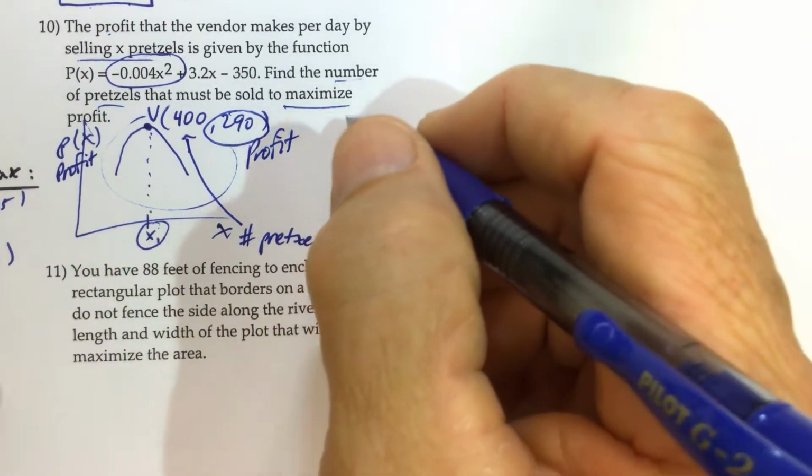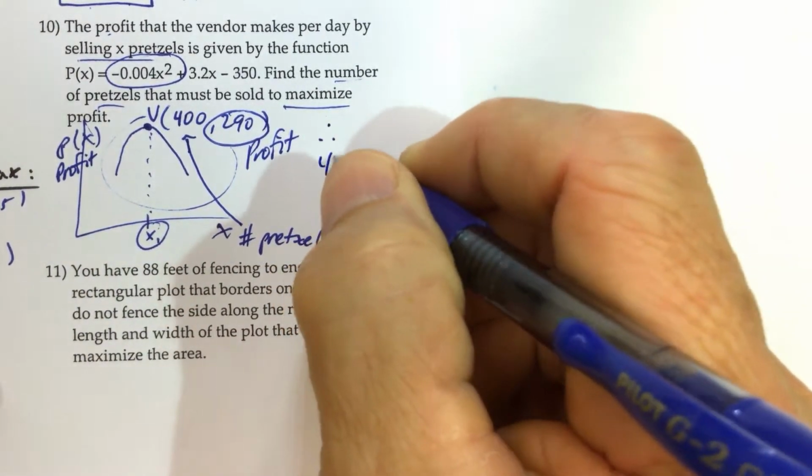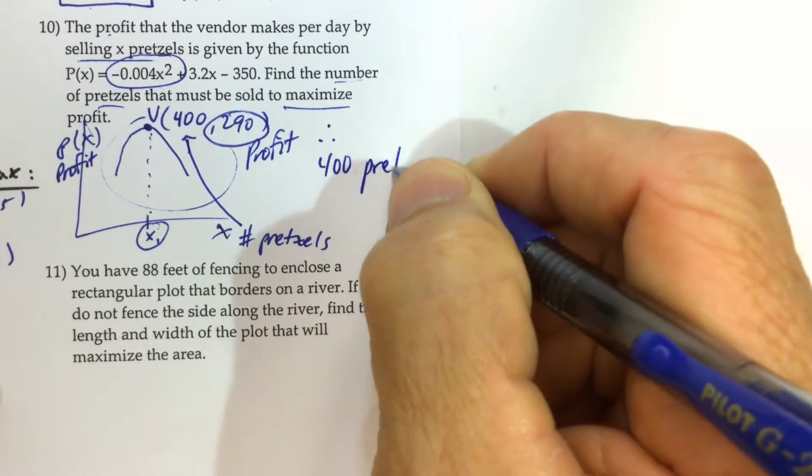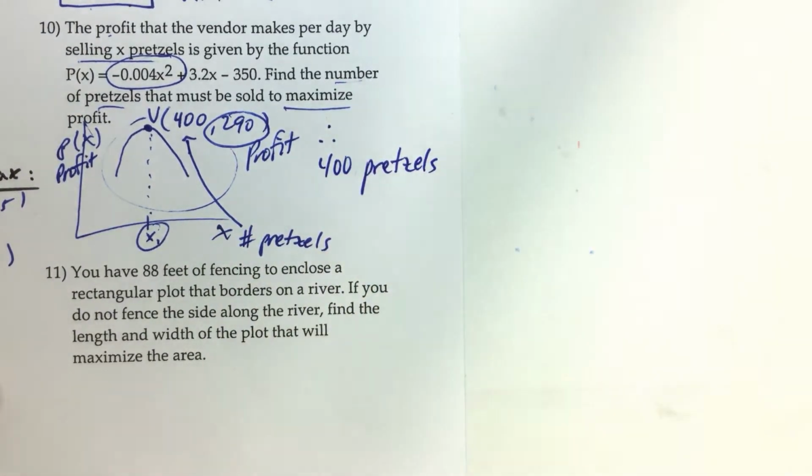And what am I trying to find? Find the number of pretzels that must be sold to maximize the profit. So therefore, 400 pretzels must be sold in order to maximize the profit. And that's it.